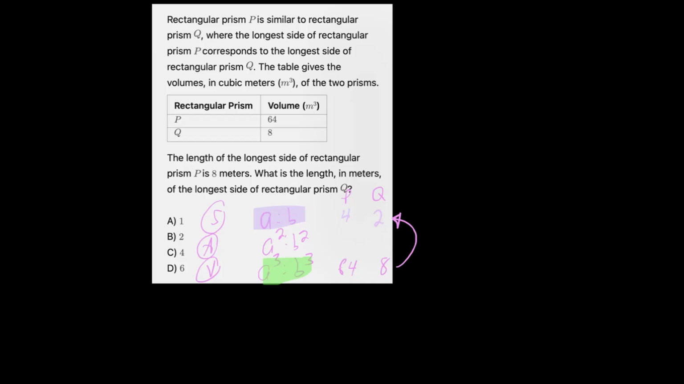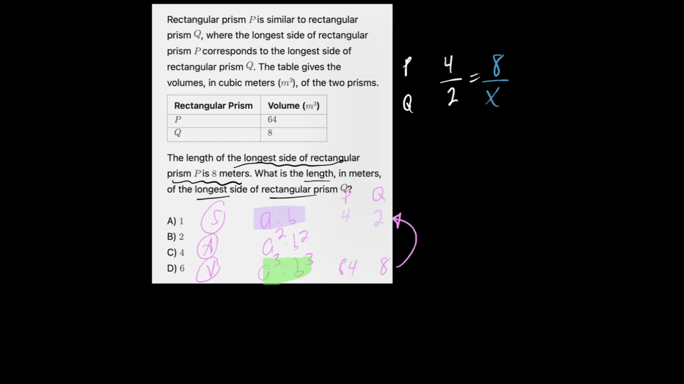Now, what's the question asking us for? It's asking us for the length of the longest side of the rectangular prism. So let's start looking at the information we've been given. So we have prism P and prism Q, and we know that the sides are in a ratio of 4 to 2. So if the longest side of prism P is 8, then we'll go ahead and put an 8 right here. And we're looking for the longest side of Q.